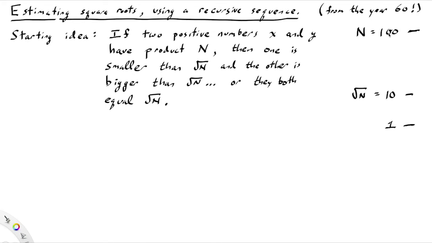So for example, if I have a number like 100, which is 10 times 10, if I have two other numbers that multiply to 100, for example, say 50 and 2, notice that these lie on opposite sides of the square root. Same thing if I have, say, 25 and 4. One is bigger than the square root, and the other is smaller than the square root. Or if I have, say, 20 and 5. One is bigger than the square root, and the other is smaller than the square root. So this fact can be used to develop a recursive sequence which will estimate the square root of any number. So how do we do this?